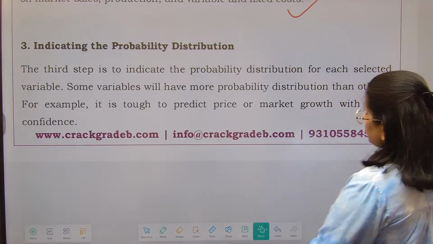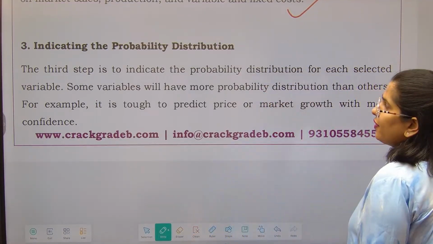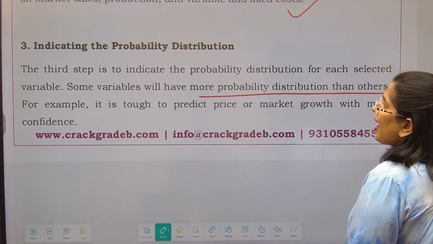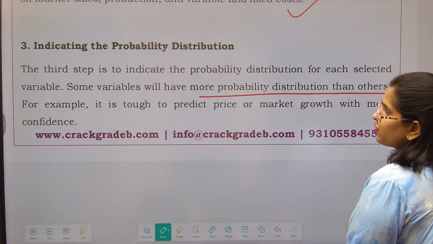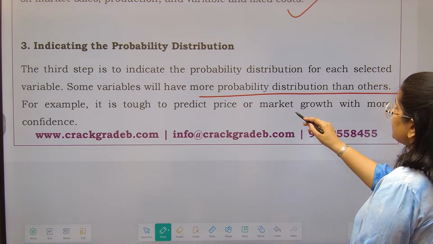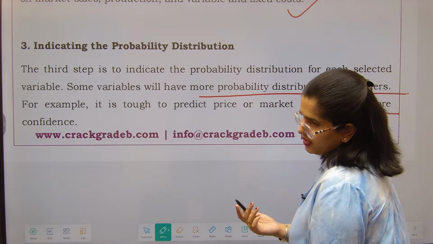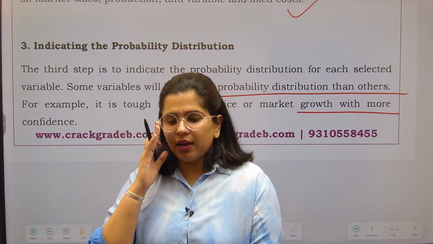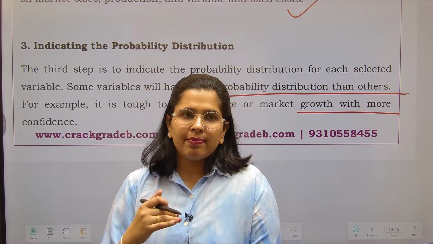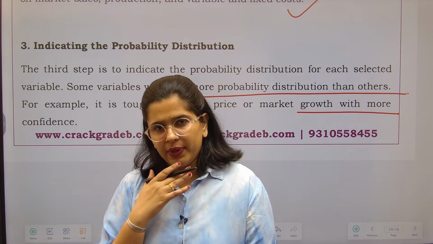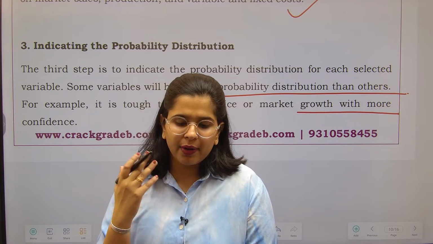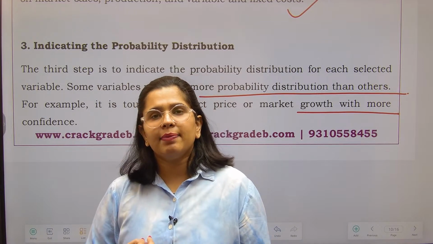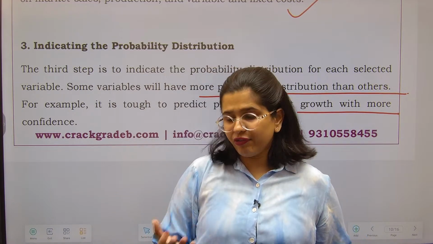So the third step is for each selected variable, right? What is the probability? Some have more probability distribution than others. For example, it is tough to predict the price or market growth with more confidence. You don't know, right? So that is why you say that with 10% it is probable that market price will reach 100 rupees, 20% it is probable that market price will reach 300 rupees, 30% it is probable that market price will come down to 50 rupees, right?